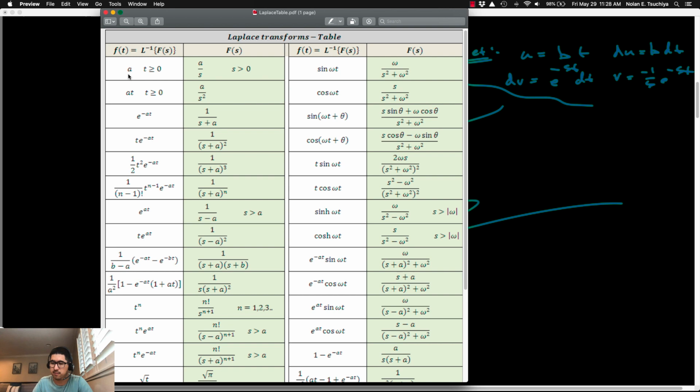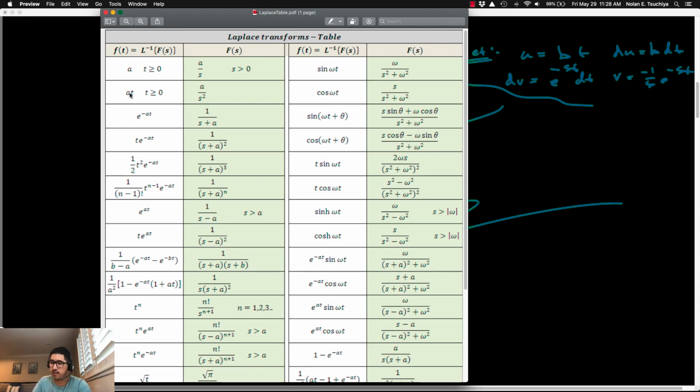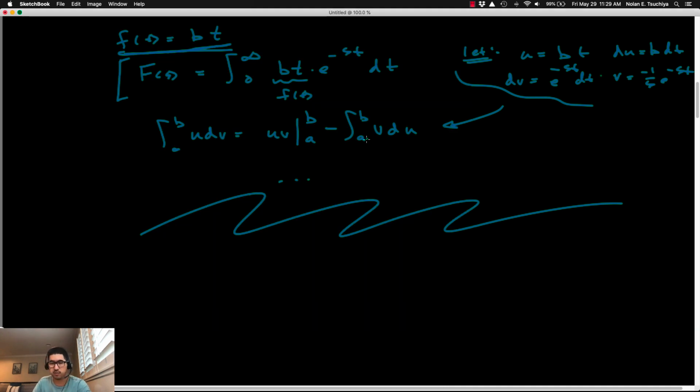For some time function a, this is a constant function. In our case, we did the example of a equal to 1, and we found that the Laplace domain version of that is 1 over s, or a over s in this case. So that checks out, and that's just the very first element. If we carry through with this integral with f of t equal to b times t, we should find that the Laplace transform of bt is equal to b over s squared. That's indeed what we would get through a lot of painful calculus.